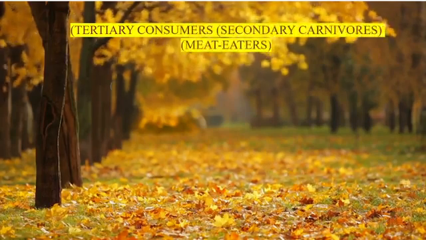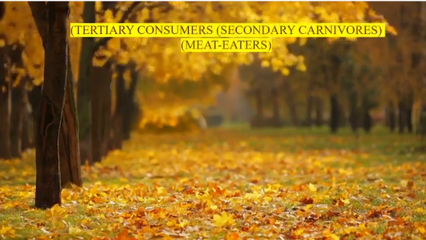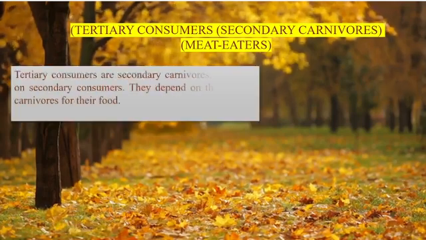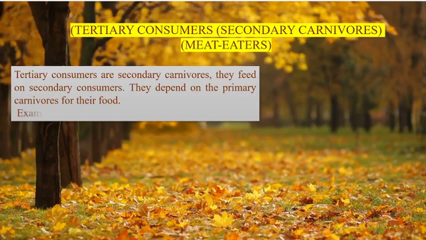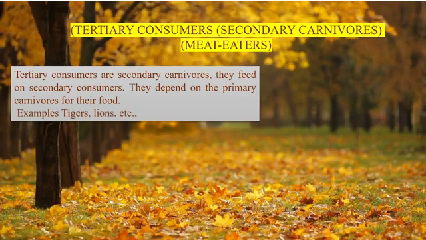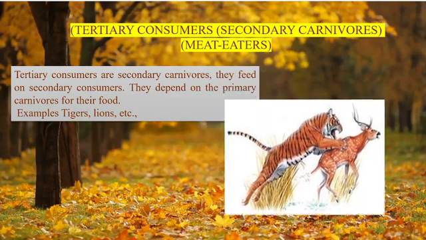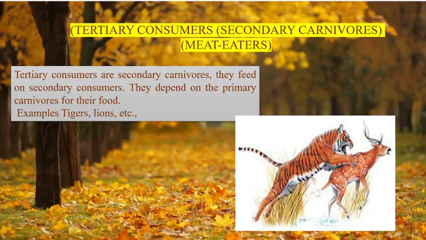And the third one, tertiary consumer, that is secondary carnivores, meat eaters. The tertiary consumers are secondary carnivores. They feed on secondary consumers. They depend on the primary carnivores for their food. For example, tiger, lion, etc. These are also called predators.